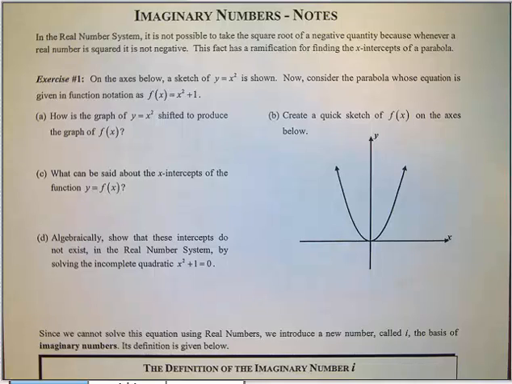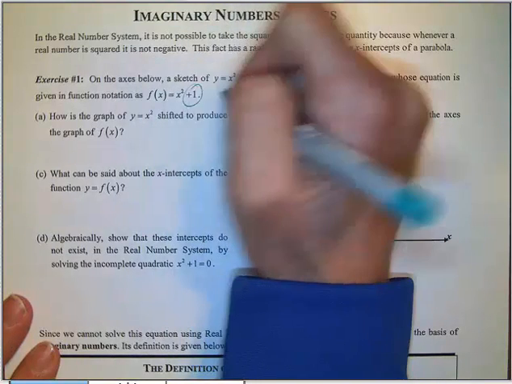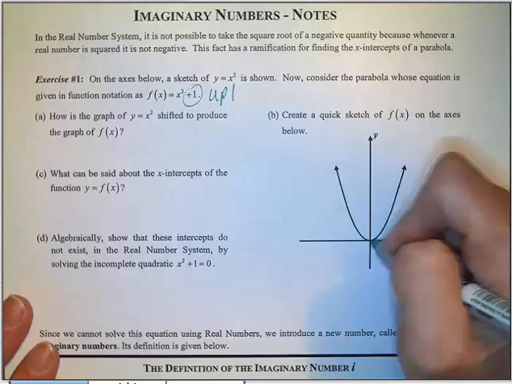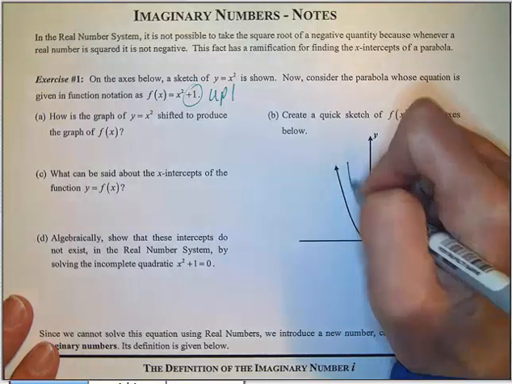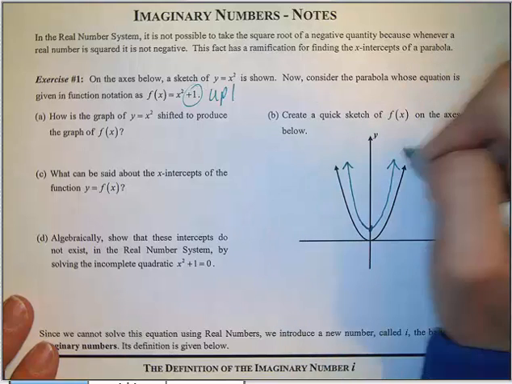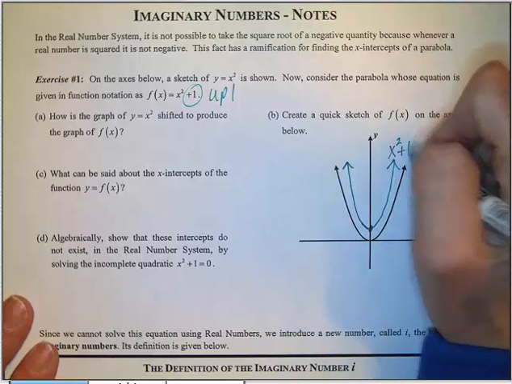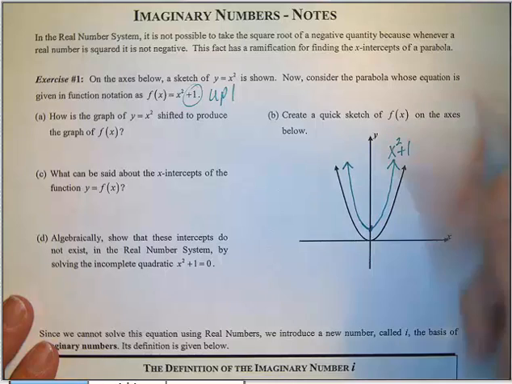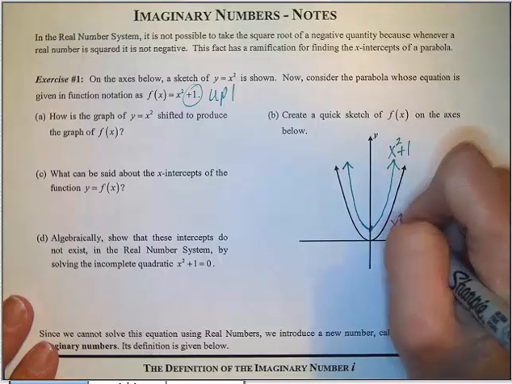Now consider the parabola whose equation is given in function notation as f of x equals x squared plus 1. So we know from our work in earlier lessons that this means up 1. So I am moving all the points on this graph up 1, which means it looks like this, x squared plus 1, and this graph is just x squared.